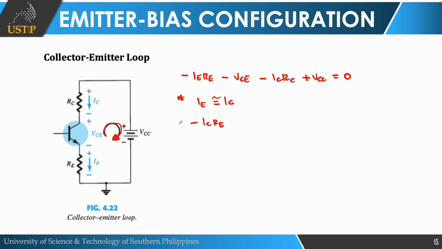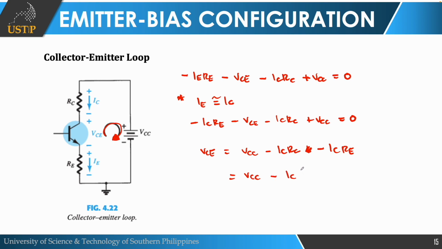We can have only one current present in this expression. So we can continue: minus VCE minus ICRC plus VCC is equal to zero. We have VCE transposed, and then we have VCC minus ICRC, sorry, that is minus ICRE, and that would be VCC minus IC, factor out IC. So we have RC plus RE. So this is your VCE equation.